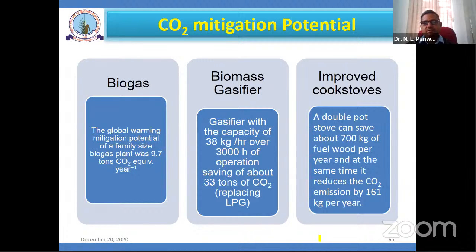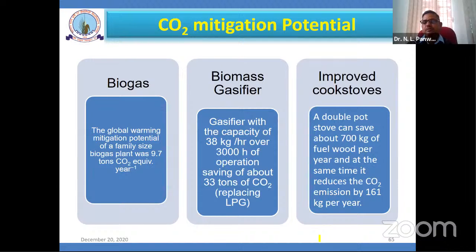So they can sell their CO2 to the other industries, and they can generate additional revenue. As far as your biomass gasifier is concerned, this is our study and what we have observed. The biomass gasifier we have designed consumes around 38 kg per hour, and over 300 years in operation we save around 33 tons of carbon dioxide by replacing LPG. So in 3000 hours of operation, we save a considerable amount of carbon dioxide by replacing it.